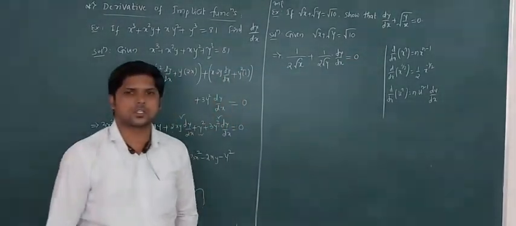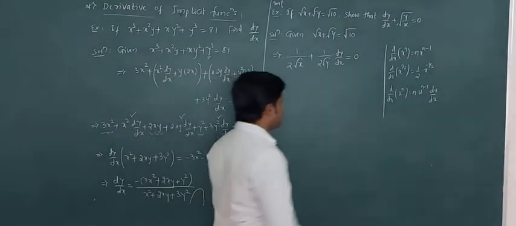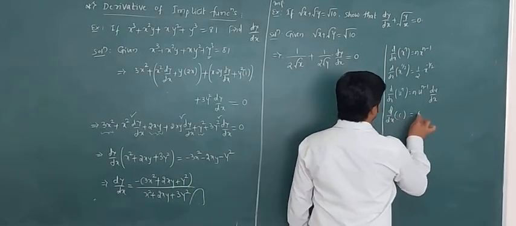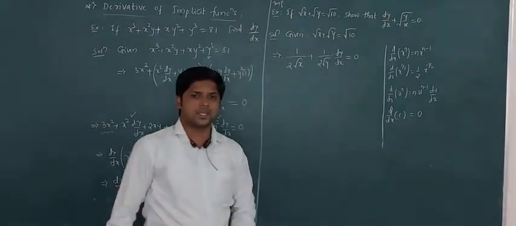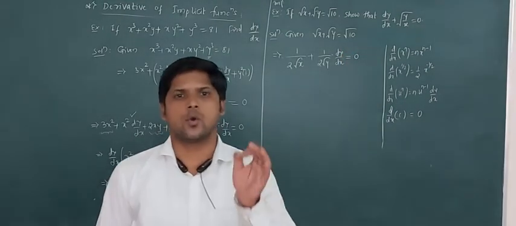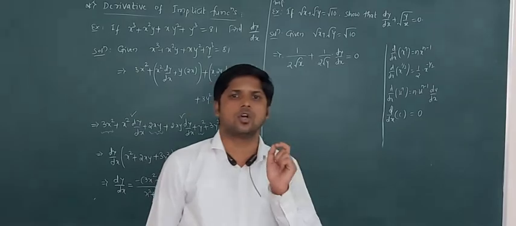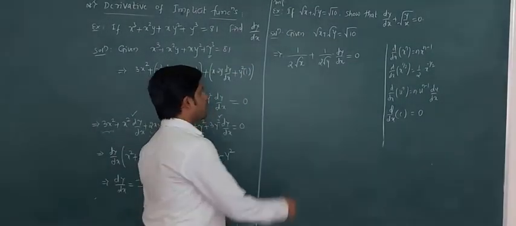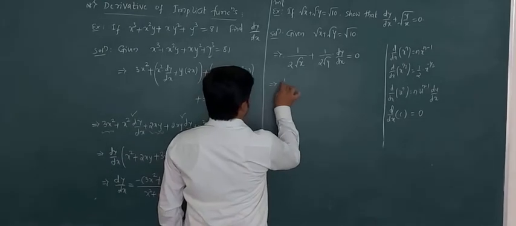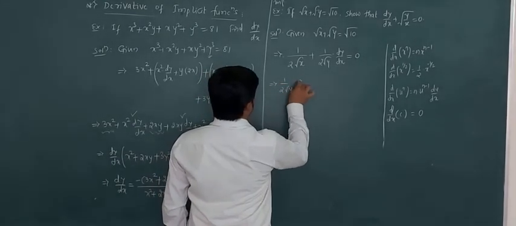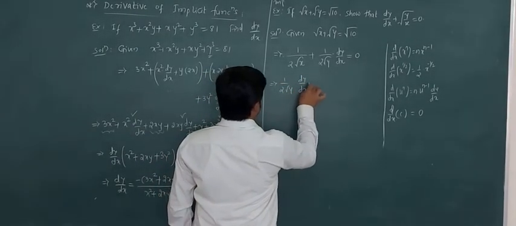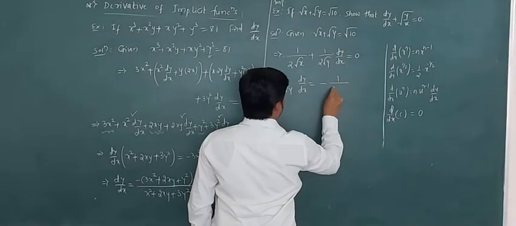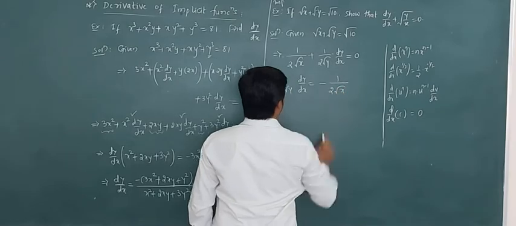So differentiation of a constant is 0, because we know that d by dx of any constant is 0. Here root 10 is a constant. Don't write 1 upon 2 root 10 because it is a constant. So therefore it is equal to 0. Now simplify this one. We get 1 upon 2 root y into dy by dx is equal to, transfer this 1 upon 2 root x to the RHS side, we get minus 1 upon 2 root x.